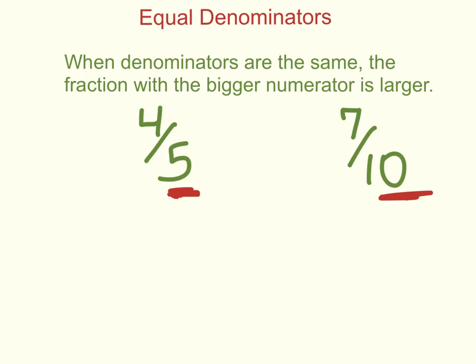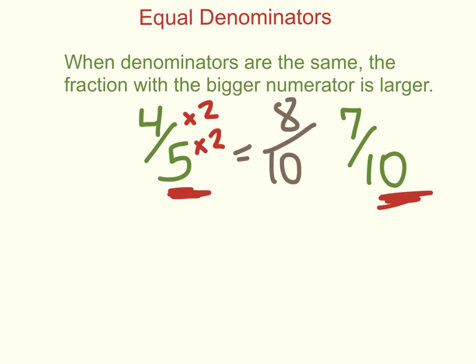What could I do to this 5 to get it to be similar to the 10? I could multiply this whole fraction by 2, so the numerator and the denominator by 2. If I multiply the denominator by 2, I get 10. And if I multiply the numerator by 2, I get 8. That's an equivalent fraction. 8/10 is the same as 4/5. And now I can compare because I have a 10 in my denominator on both fractions.